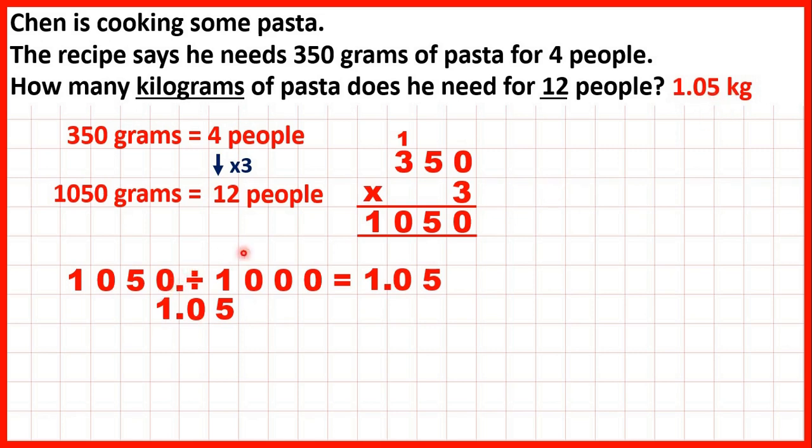Now the easier way to divide by 1000, if you have a weight in grams, is to just move the decimal point from the end 1, 2, 3 squares this way, and then again we get 1.050, which we can just write as 1.05.